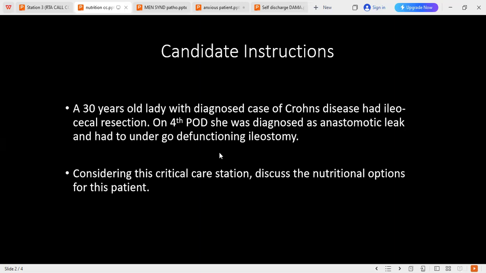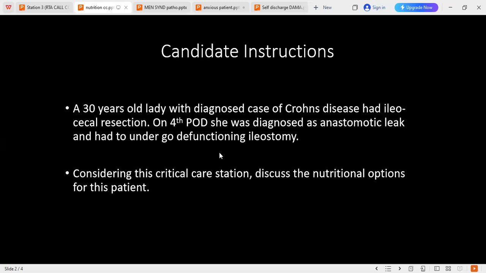Other than glucose, what is the highest energy containing source in total parenteral nutrition? It is lipid, which is around 30 to 40%. Good. What are the other constituents of total parenteral nutrition? Others are water, proteins, electrolytes, essential elements, and vitamins. And nitrogen, sorry. Yes, nitrogen as well.